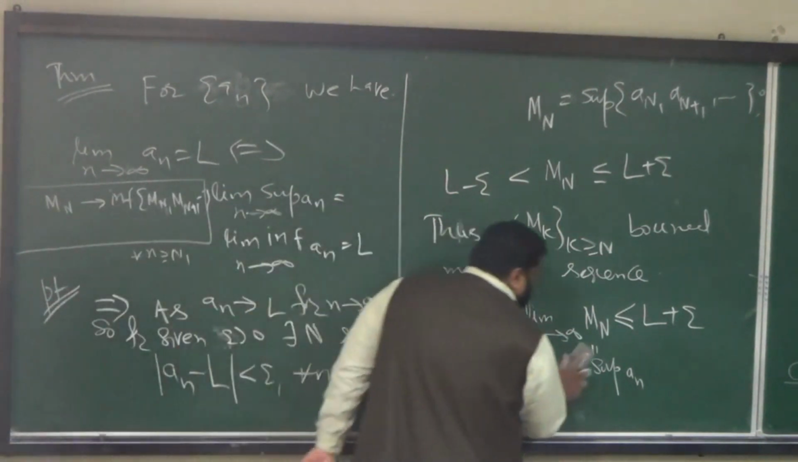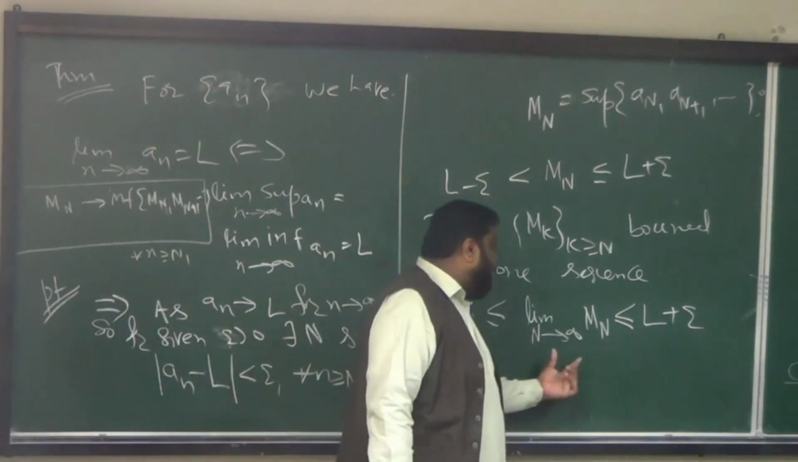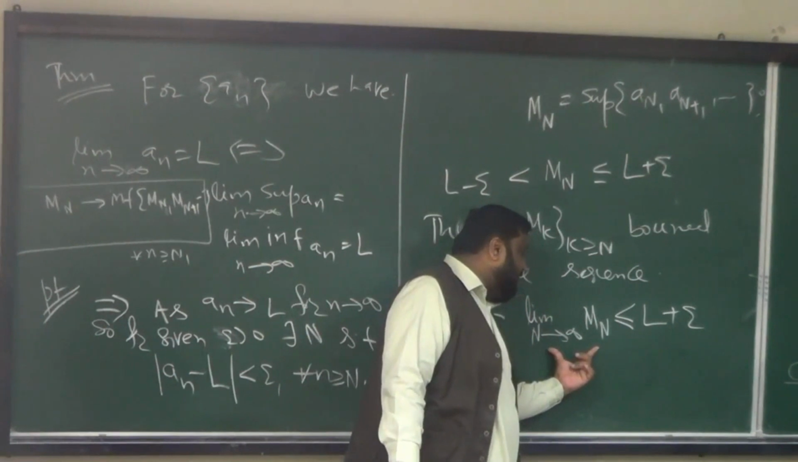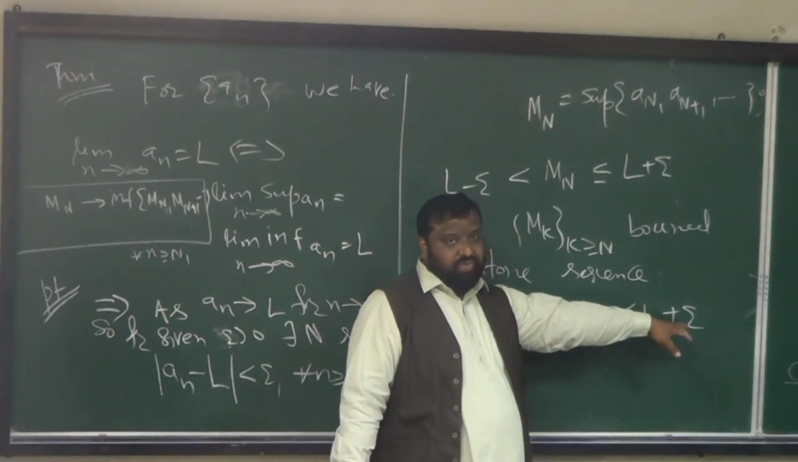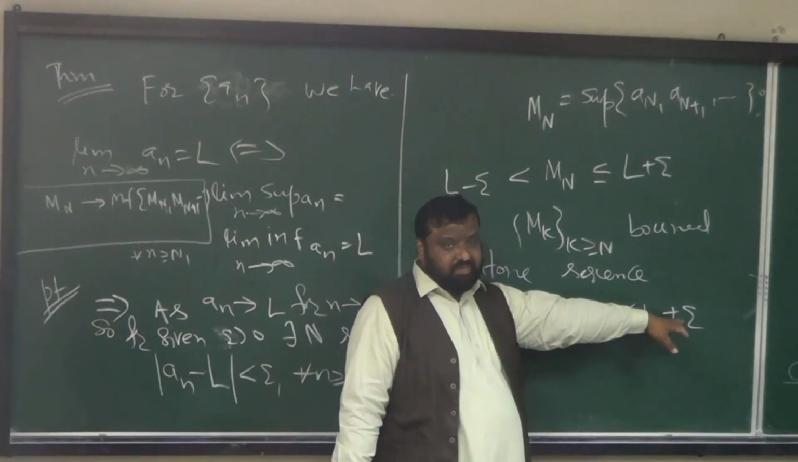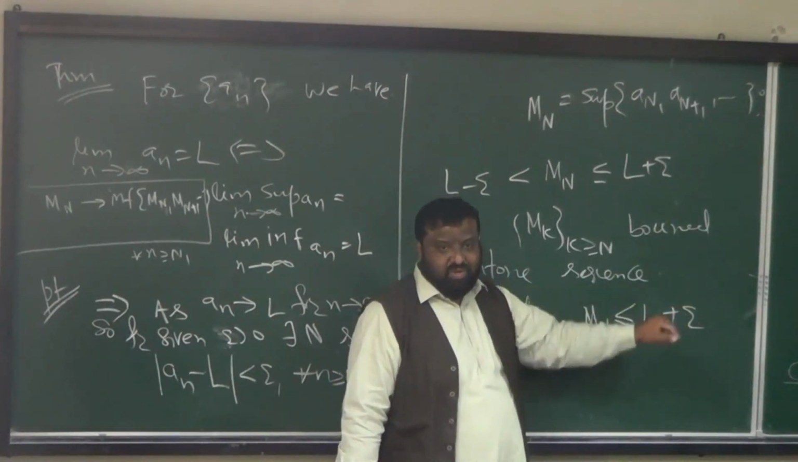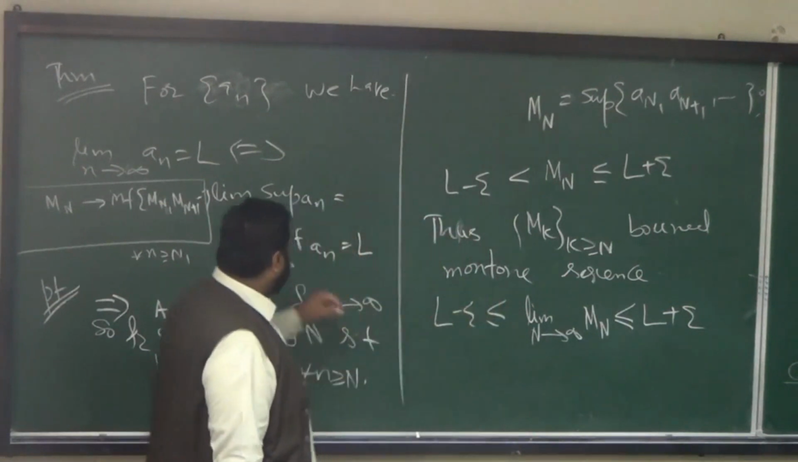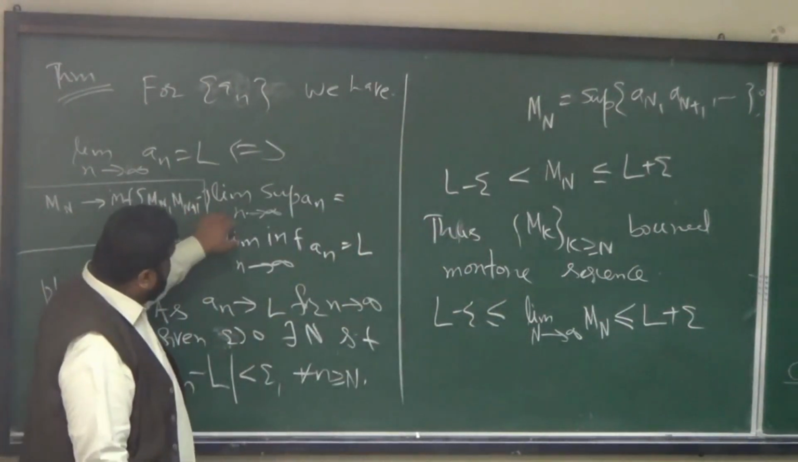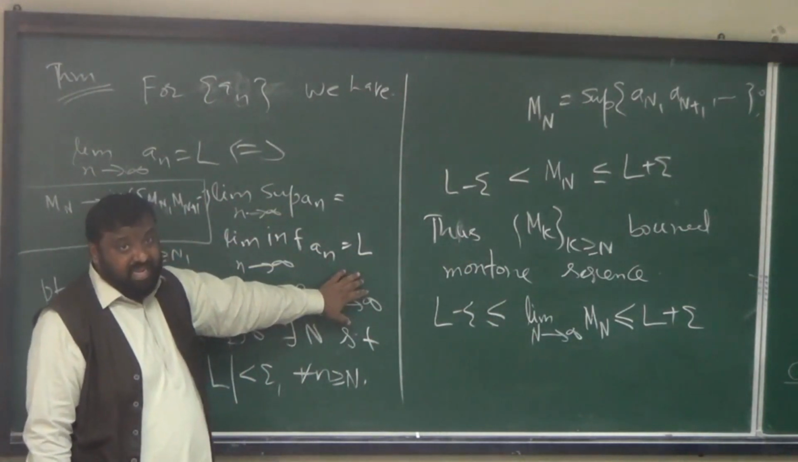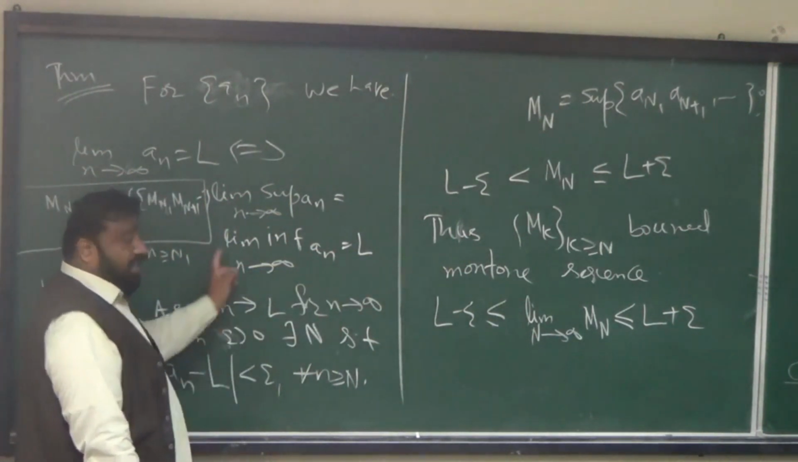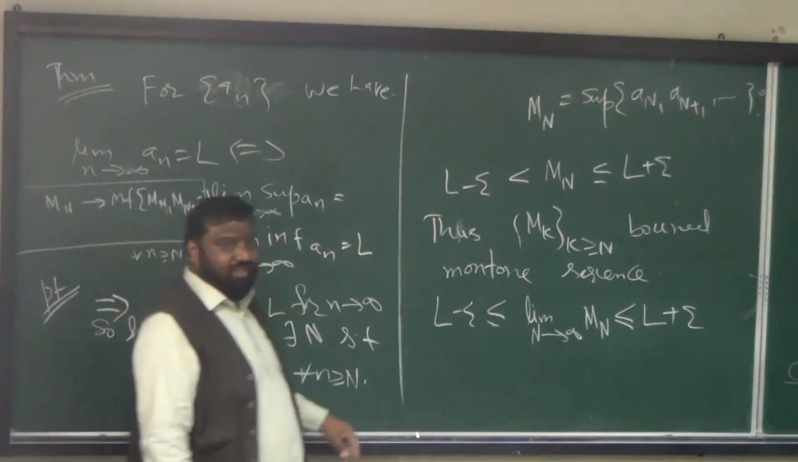So what we just proved is that the distance between lim sup and L is less than epsilon. Okay. Are you getting the point? For all n bigger than or equal to N. So that's what we wanted to prove. We proved that the limit of this is going to be L. Think about the limit for yourself.